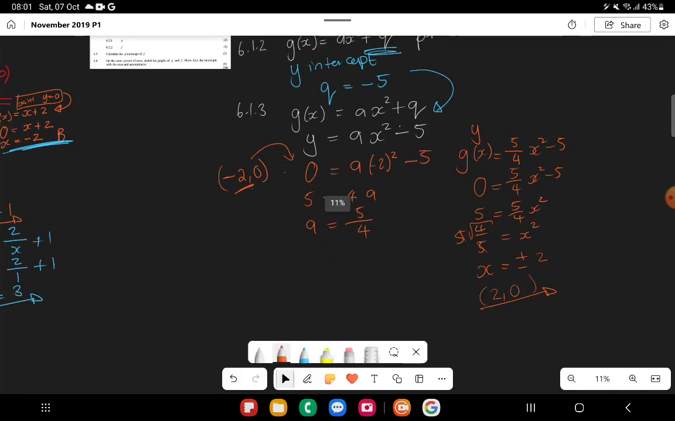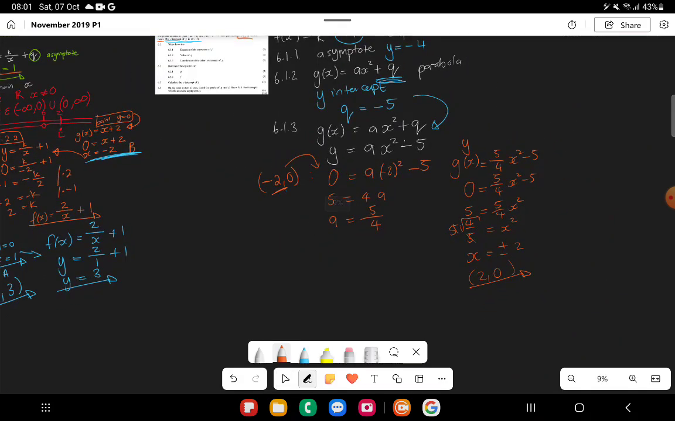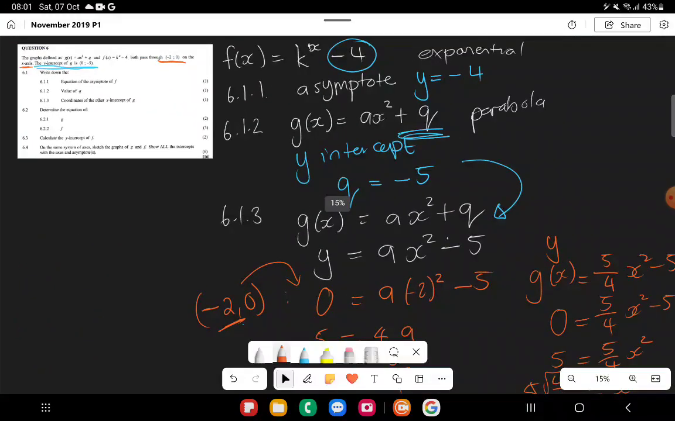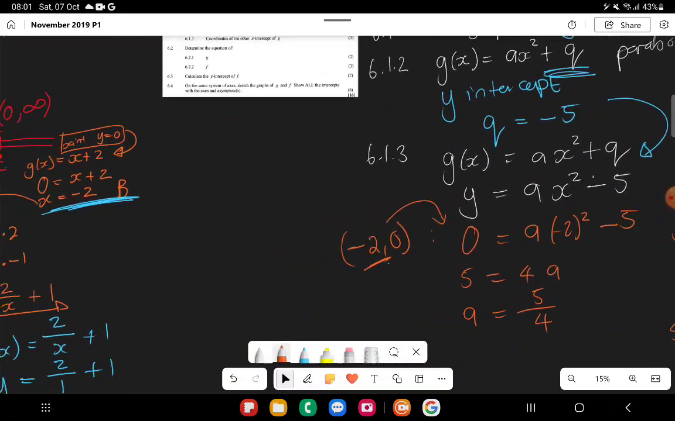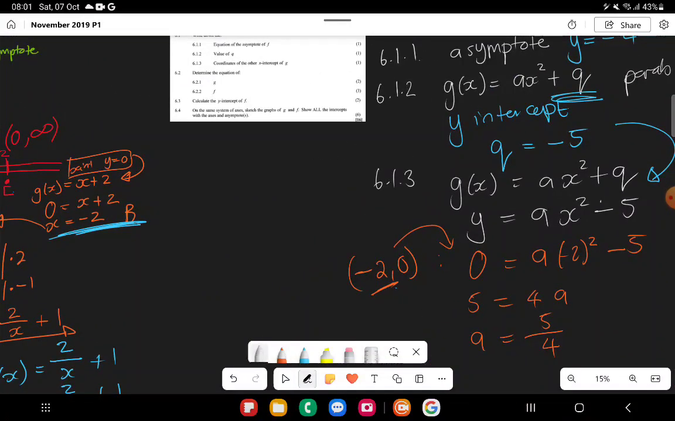It's a lot of information for a 1-mark question, but anyway, I got it. Question number 6.2. Oh, that's what we just did. So this is the answer for 6.2.1, the equation for g of x. There's the answer. Next question: what's the equation for f of x?